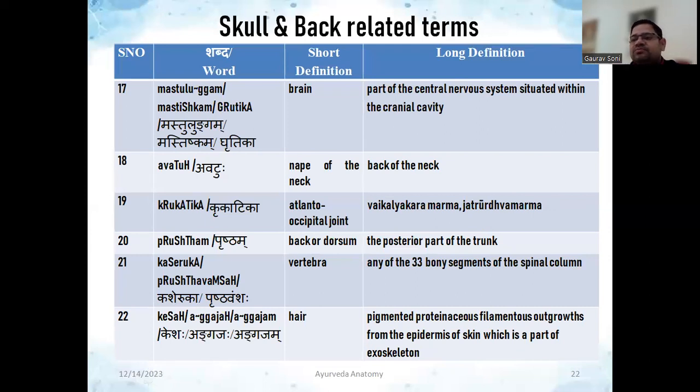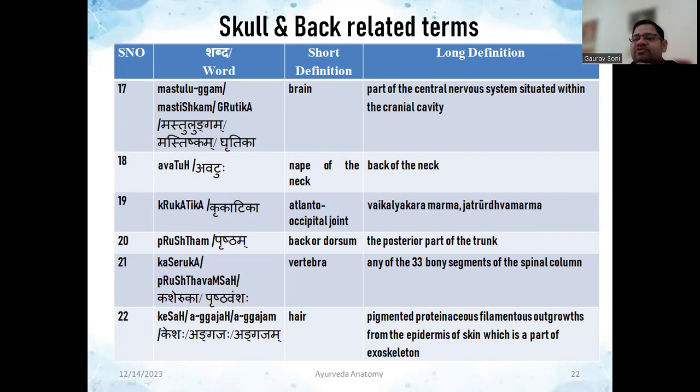So we are going to learn some marma which are present on the Prishtagata marma. There are some muscles, there are some fasciae which we are going to talk about in detail. So the posterior part of the trunk is called Prishta. Then there is Kaseruka or Prishtavansha. These are vertebrae which are present in the vertebral column. So all these will be called Kaseruka or Prishtavansha.